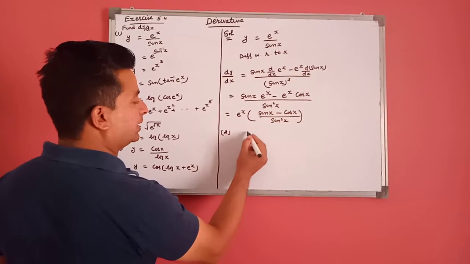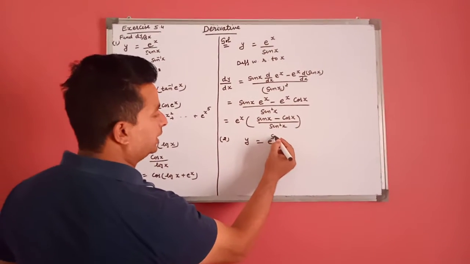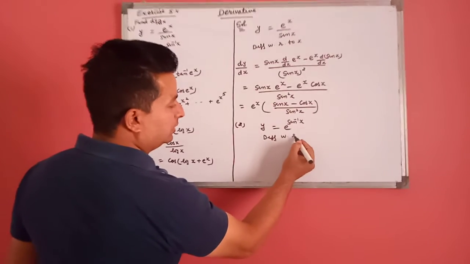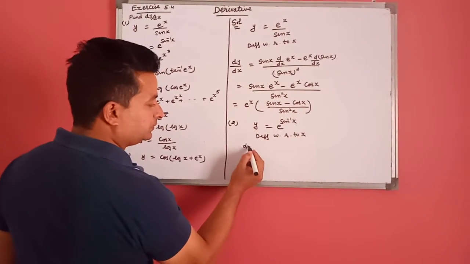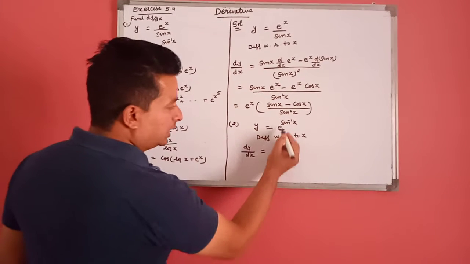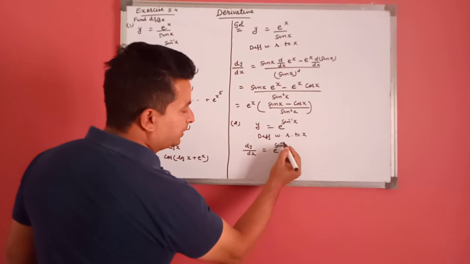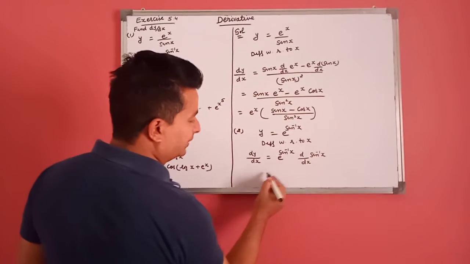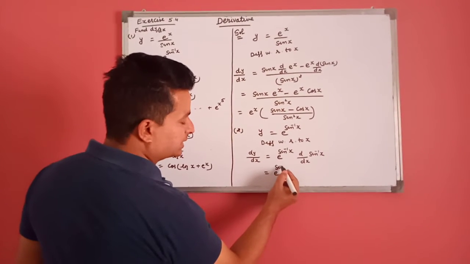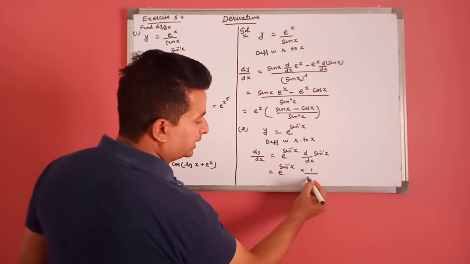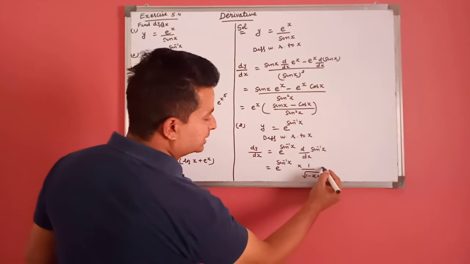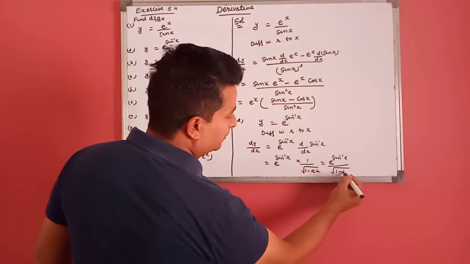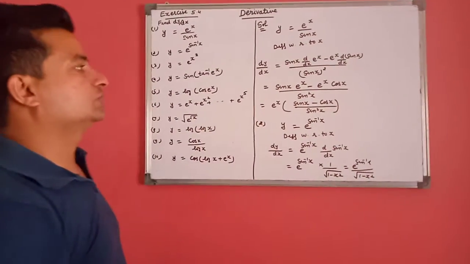In question number second, y is equal to e to the power sin inverse x. When we differentiate with respect to x, dy upon dx, differentiation of e to the power is the same, into differentiation of the power, that is e to the power sin inverse x. Differentiation of sin inverse x is 1 upon under root 1 minus x square. This is the differentiation of this question.